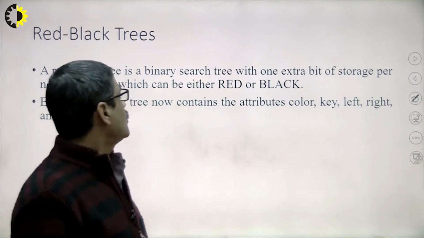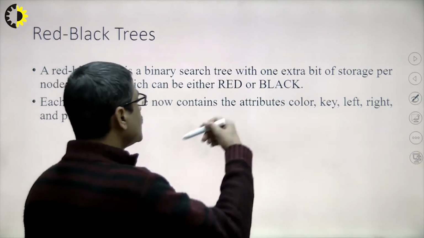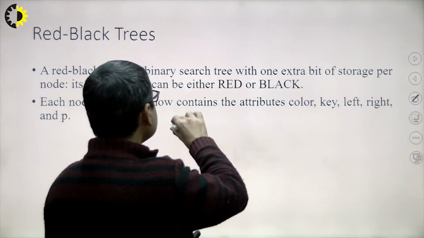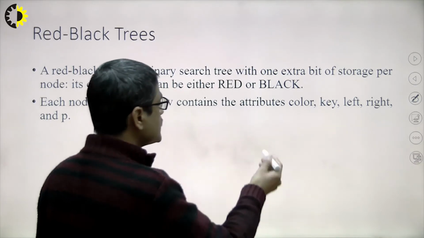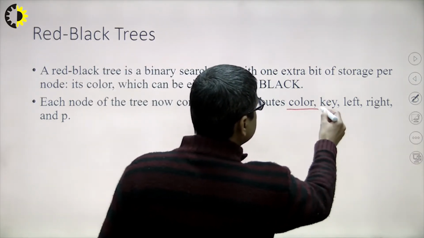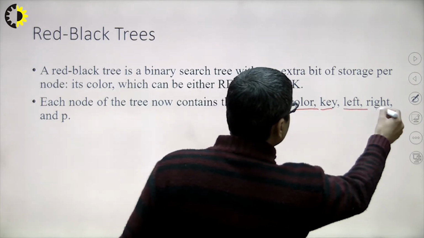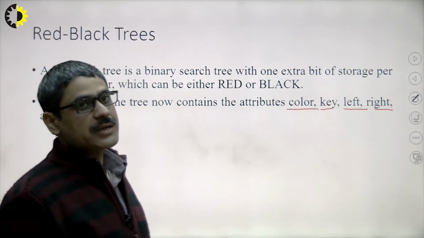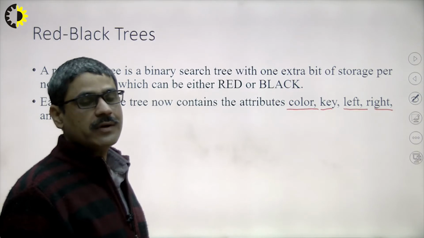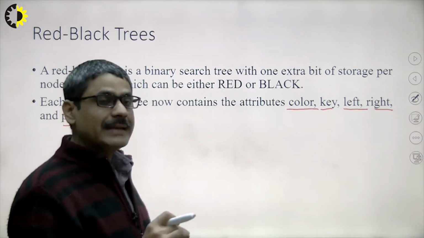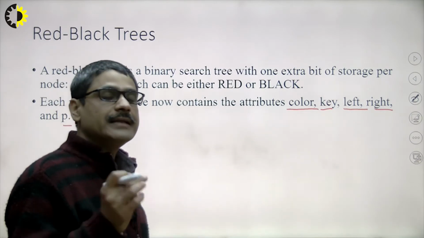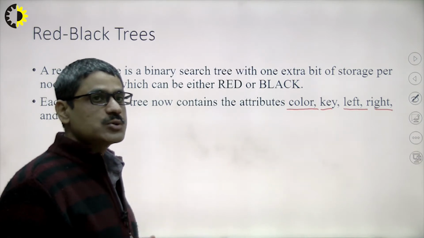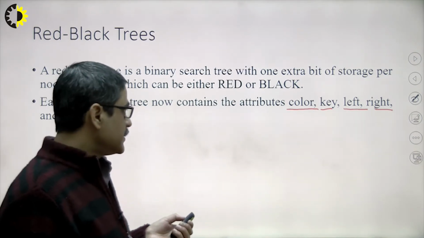So if you look at all the nodes of the tree, these contain particular attributes: color, then key, then left, then right, and their parent. So these 5 attributes are associated with every node of the tree. Either it is the left of a particular node, or the parent of that node, or the color of the node, or the key of the node. All 5 attributes would be associated with every node of this red black tree.